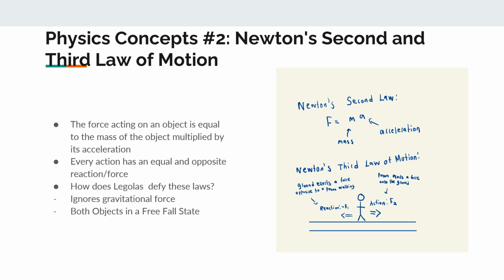Meaning, if Legolas is kicking off a block, technically the block should also be pushing up against him. But once again, he's in a free falling state. The objects are falling with him, meaning he's ignoring the gravitational force of the object on himself, and he's ignoring that both the objects are in a free falling state. So whatever just happened for him, it is not possible.